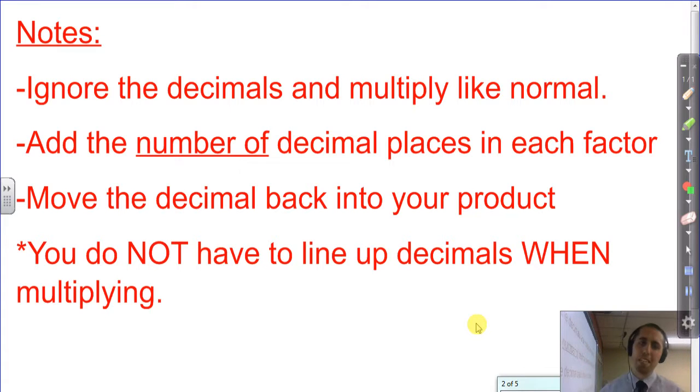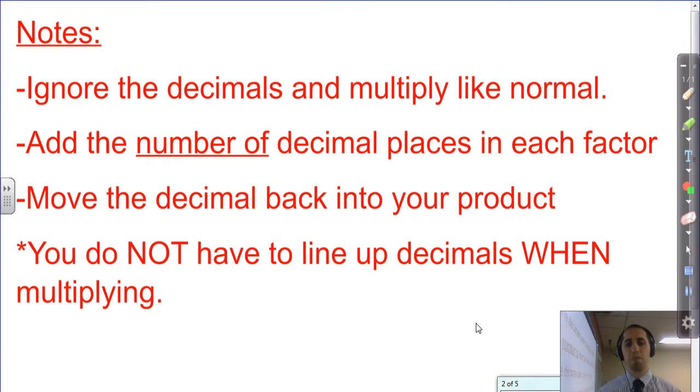When you're multiplying decimals, the first thing you can do is ignore the decimals and just multiply like normal. Just follow the same thing when it comes to carrying and to place holding for place values, and just multiply like normal. Ignore the decimals. But we still need to have a decimal in our answer usually, so we need to add the number of decimal places in each factor. That says the number of decimal places, not the numbers in the decimal places, but you have to count how many numbers are after the decimals and add those up to get a sum.